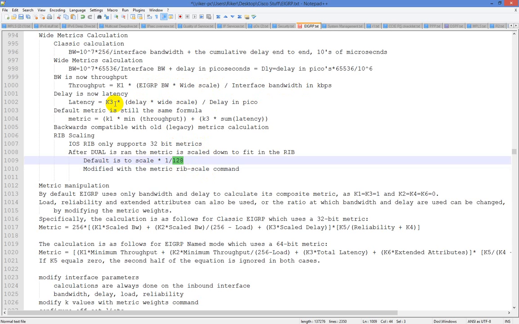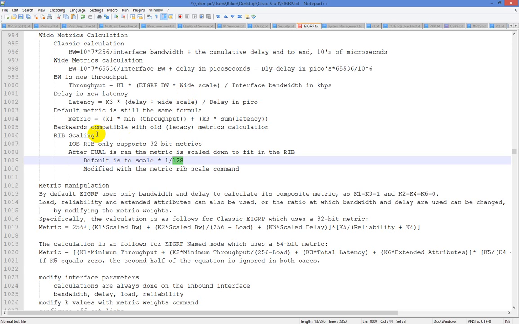Then you take K3, which is the delay, and you take the delay times the wide scale of 128, divide that by delay in picoseconds. The default metric is still the same formula, so you take whatever the bandwidth result is and whatever the delay value is, put them together, and that becomes your EIGRP metric. Fairly straightforward, but it can be kind of complicated in how it actually does things.